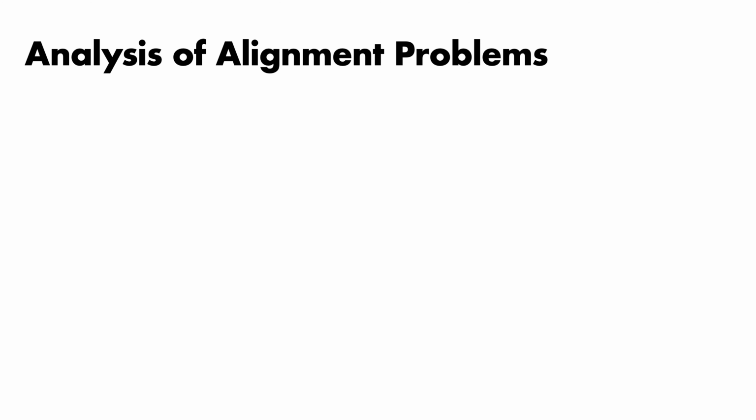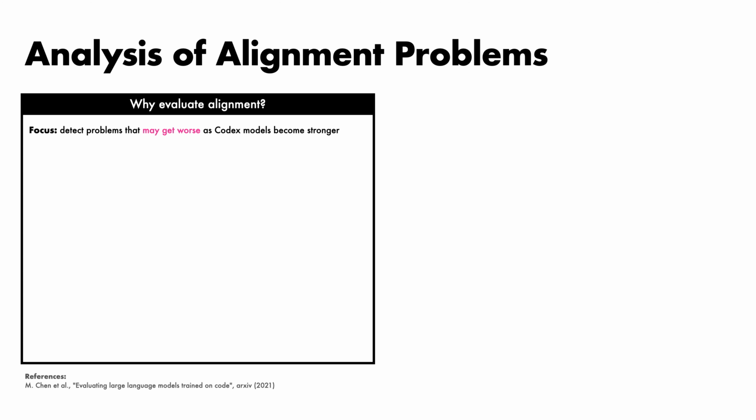Let's now take a slightly deeper dive into the analysis of alignment problems. It's of particular interest to detect problems with Codex models that may get worse, or at least not improve, as the abilities of the model progress. That's in large part because, in the long term, problems that have this nature are likely to become the most serious, even if they are not currently causing much harm. The term alignment is sometimes used to characterize a set of problems that possesses this property.